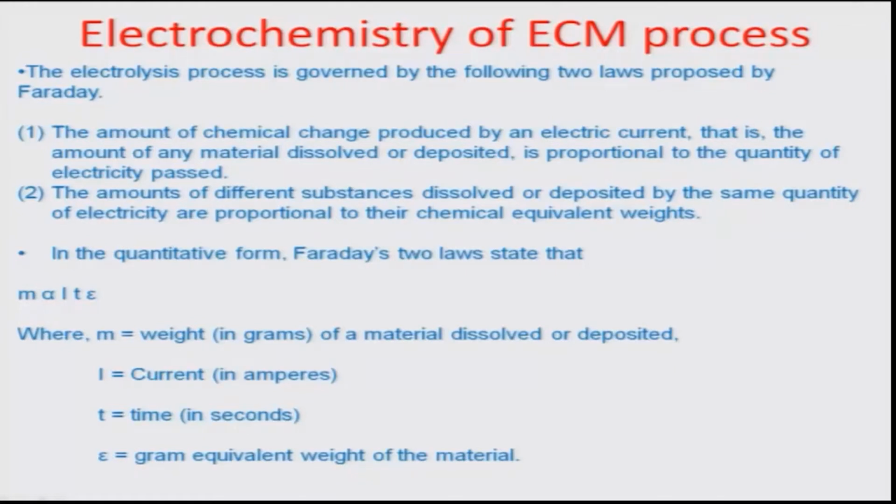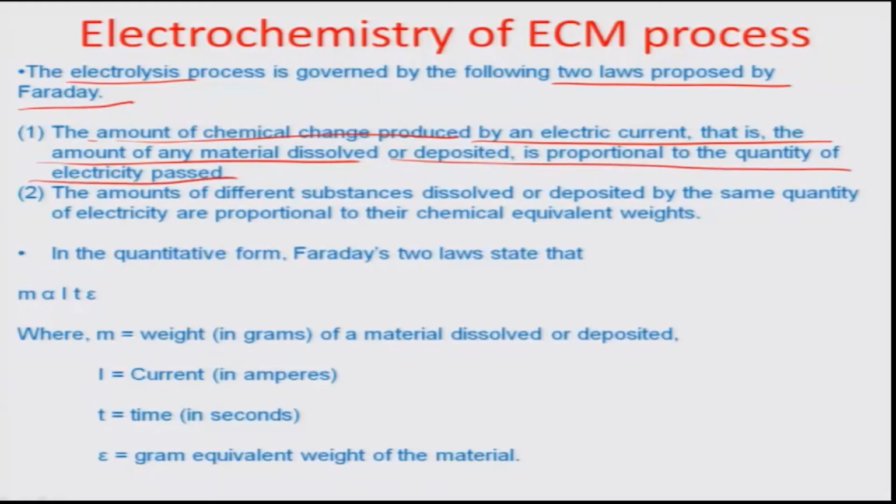Let us now get into the physics of the machining process and try to estimate the material removal rate. So as I earlier described, the governing laws for this electrolysis process are typically the two laws proposed by Faraday. The first law says that the amount of chemical change produced by an electric current, that is the amount of any material dissolved or deposited, is proportional to the quantity of the electricity that is passed. And the second law says that the amounts of different substances dissolved or deposited by the same quantity of electricity are proportional to their chemical equivalent weights.